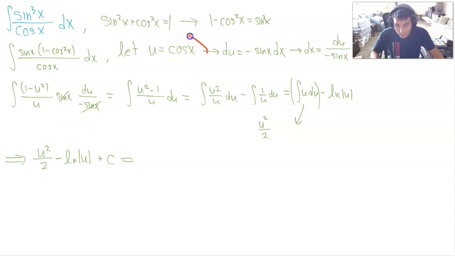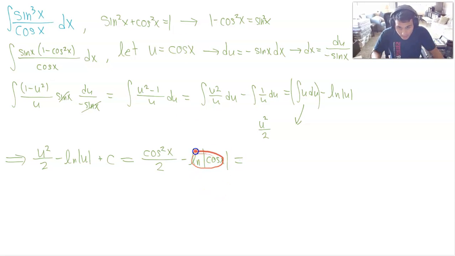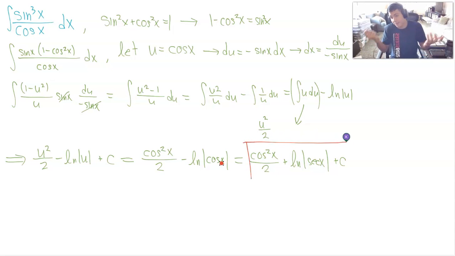So now we're going to insert our substitution back in here. We're going to have cosine squared x divided by 2 minus ln cosine x. And what you can see is that maybe we can write this differently. The way logarithms work, if you have a negative on the outside, you can put it inside, and it becomes a negative power. So then we have cosine squared x divided by 2 plus ln secant x plus c. There you go. In my opinion, this is the nicest answer you can get. I like it. There you go.